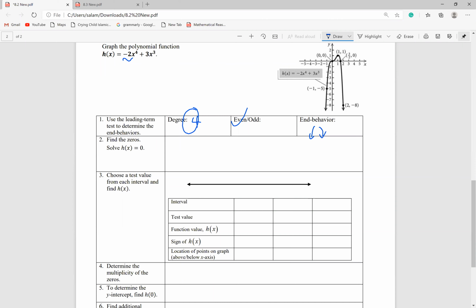Then after that, we can find the zeros, that is, solve h of x equals 0. So we can try to solve h of x equals 0.